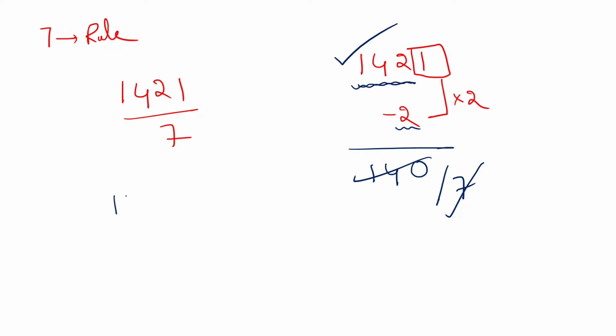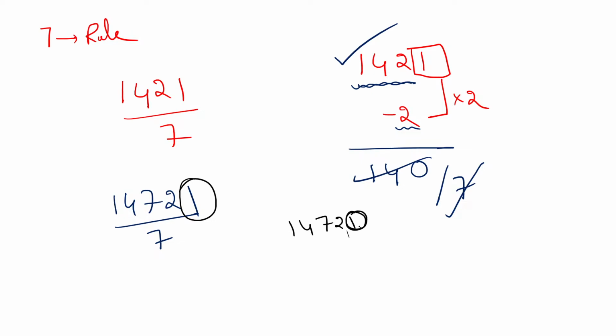Let us take 14721. I have a number like this and I want to check whether it is divisible by 7 or not. For that, take the last digit of 14721, which is 1. Make it double, and subtract from the remaining digits, like 1472 minus 2. If the answer is divisible by 7, then this number will also be divisible by 7.